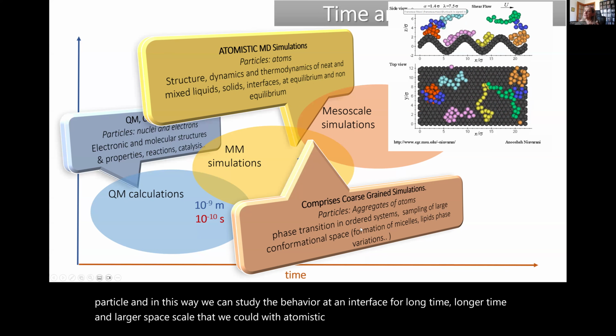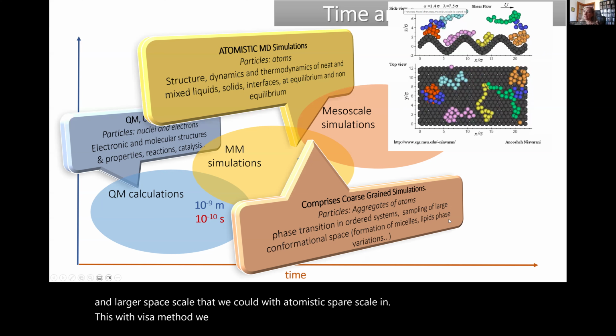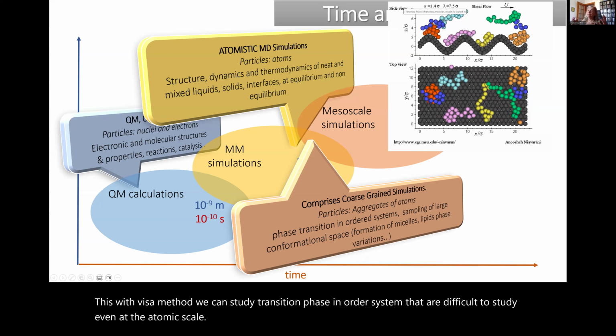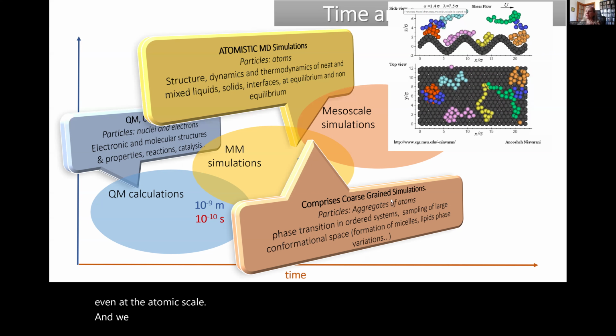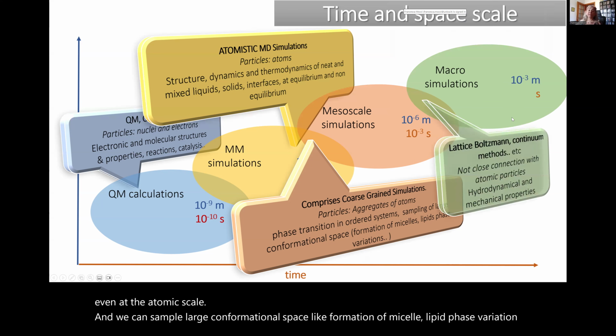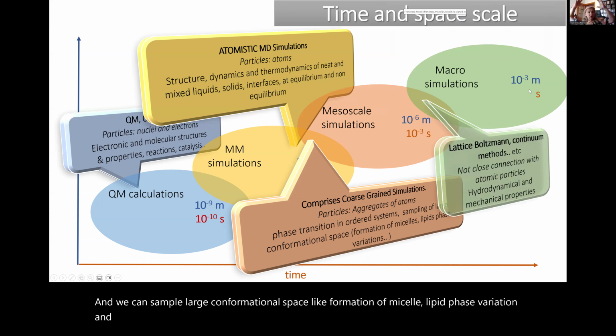With this method, we can study phase transitions in ordered systems that are difficult to study even at the atomistic scale, and we can sample large conformational spaces, like the formation of micelles, lipid phase variation, and so on. Interaction of DNA with proteins in large complexes.